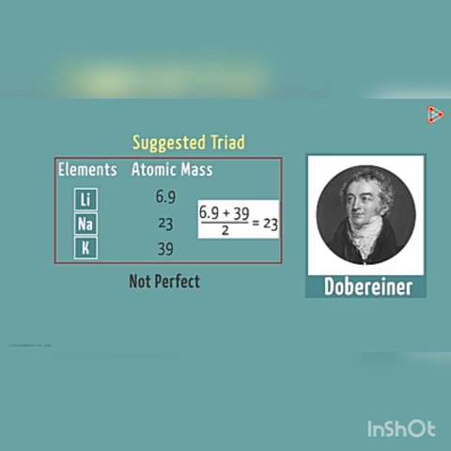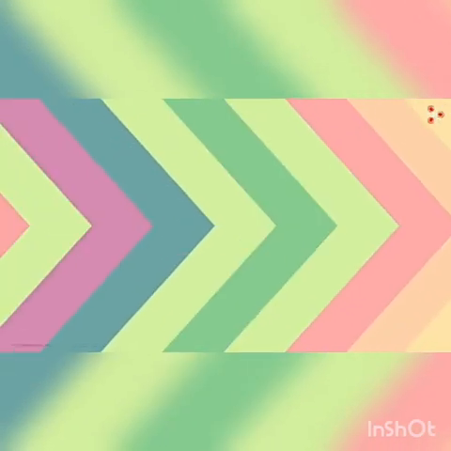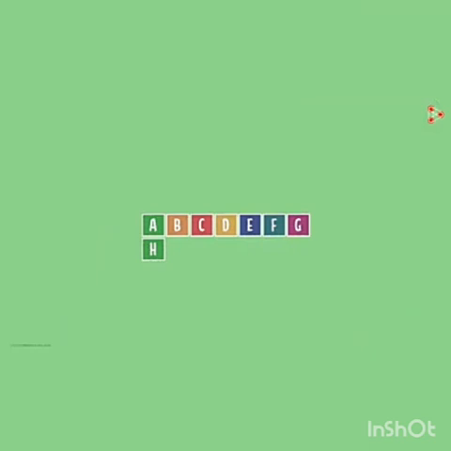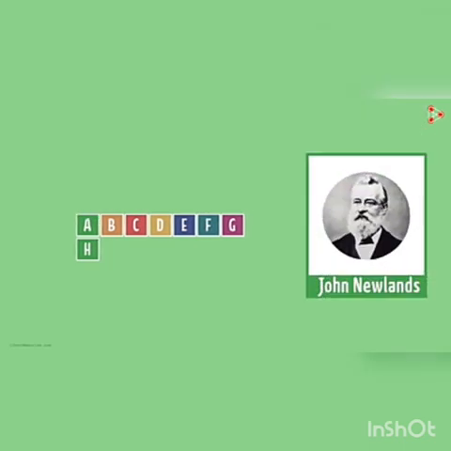Also, when Dobereiner had put forth the system, only a few elements were known to him. With the discovery of newer elements, this system of grouping elements didn't really work. After grouping the elements in a series of 3, there came a system in which the elements were grouped in series of 8. Yes, this system was put forth by an English scientist named John Newland in the year 1866.